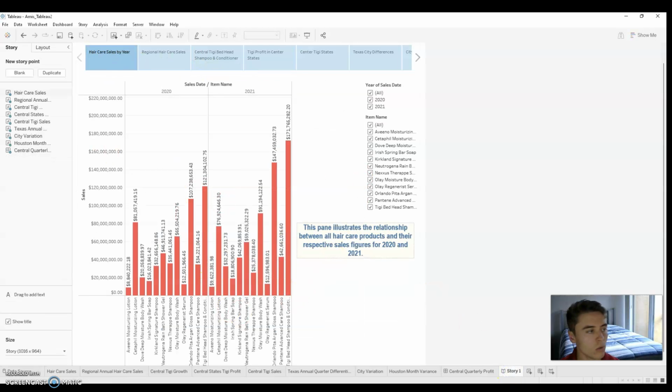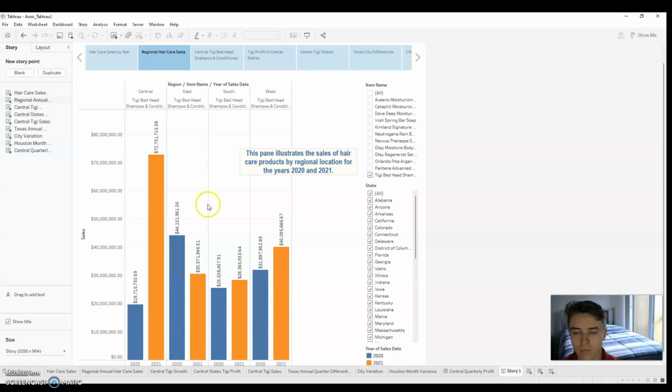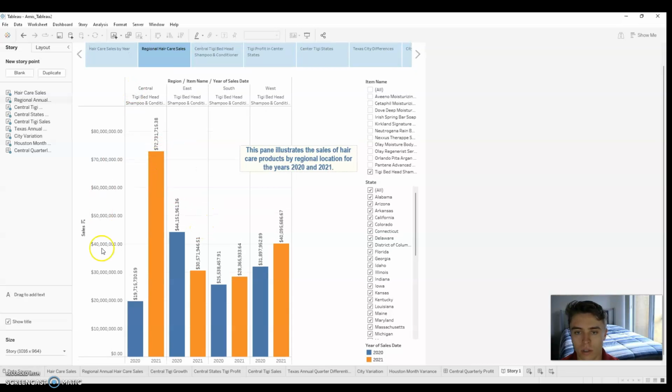Here we have the story consisting of at least 5 panes. Initially, we're just looking at changes in sales between 2020 and 2021, where we can analyze a dramatic increase in Tiggy sales. To follow this trend and dig a little bit deeper, we're looking at regional growth and can visualize exponential growth between 2020 and 2021 in the central region.